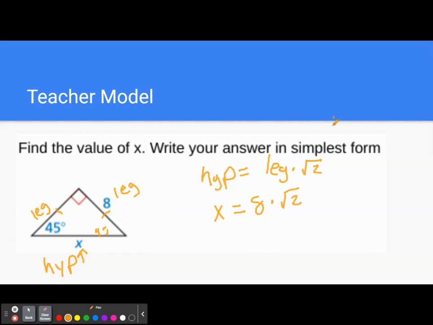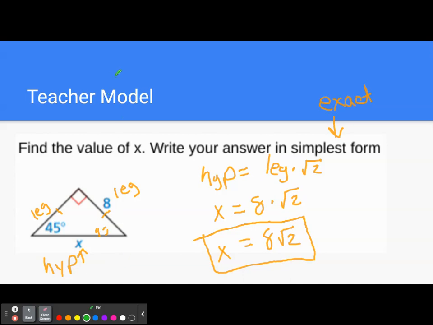Now it says write it in simplest form. That means exact. That means they don't want decimals. Don't be putting decimals there. And 8 times the square root of 2, there's nothing I can do to simplify that, so I just do 8 square roots of 2. And that's my answer. You're going to want to treat the square root of 2 like it's a variable, because there's really nothing you can do with it unless you multiply it by another radical.